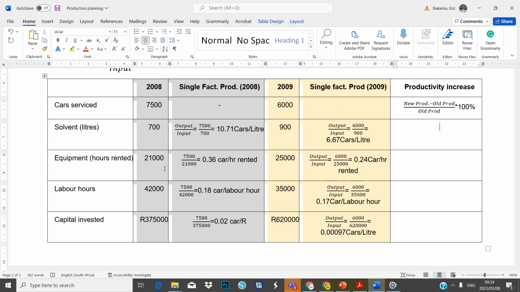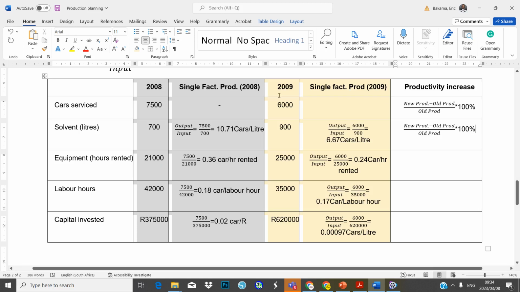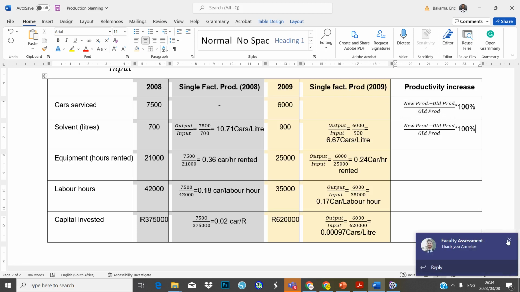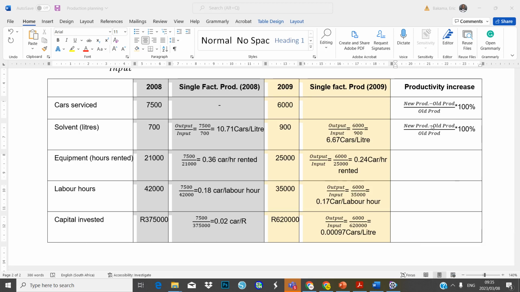So in this case, we need to compare the productivity. We will still use this formula here. We will assume the new productivity in this case. Sorry guys, there was a meeting taking place and I was part of it.